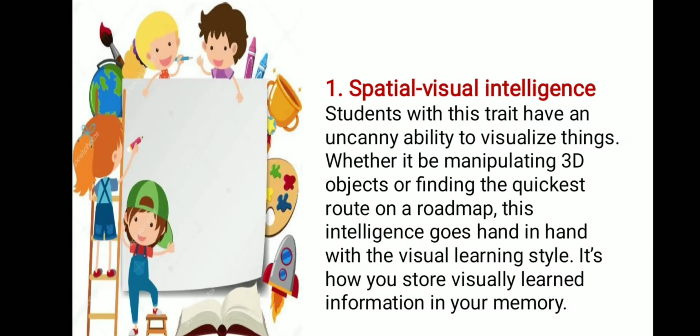existential. Spatial, visual intelligence. Students with this trait have an uncanny ability to visualize things, whether it be manipulating 3D objects or finding the quickest route on a road map. This intelligence goes hand in hand with a visual learning style. It's how you store visually learned information in your memory. This type of intelligence is described as the ability of perceiving, modifying, and creating images. Artists, designers, architects, and sculptors have highly this type of intelligence.